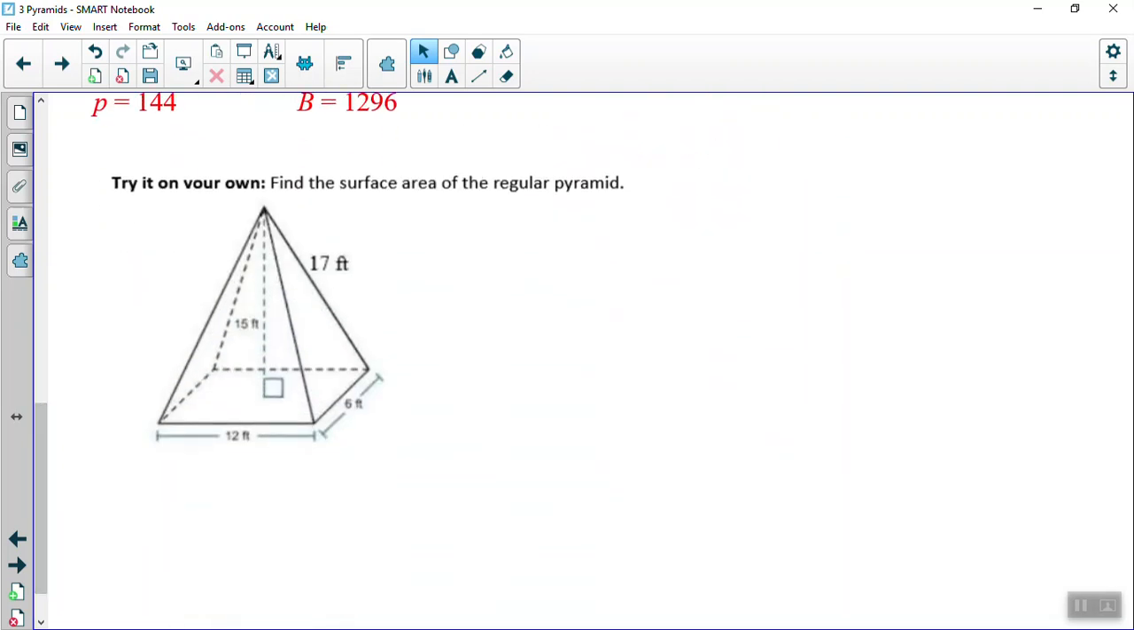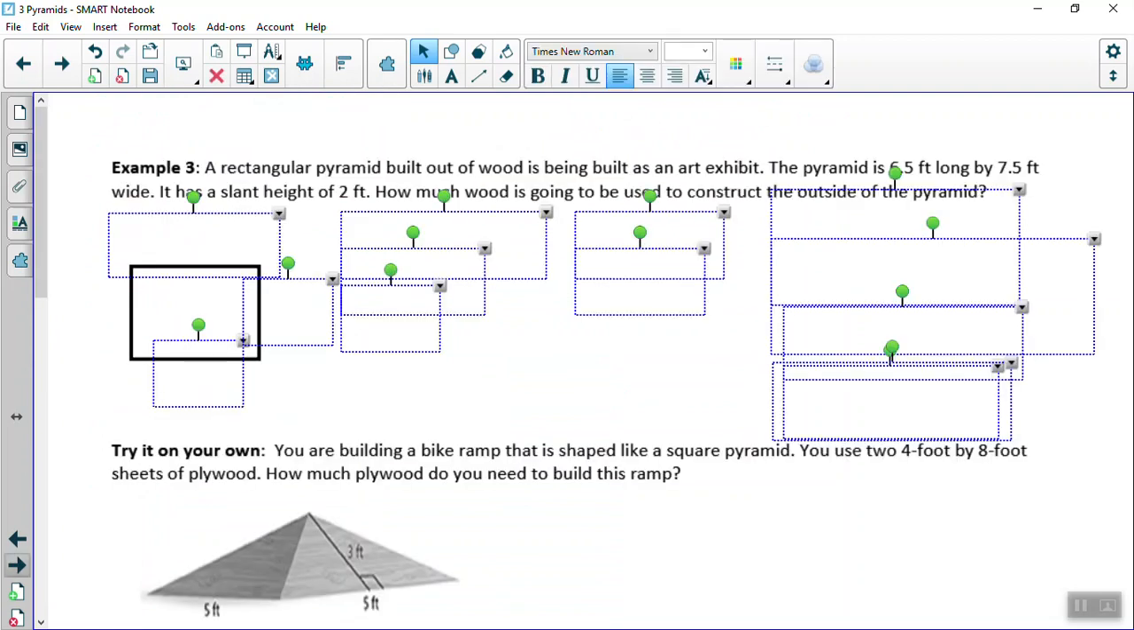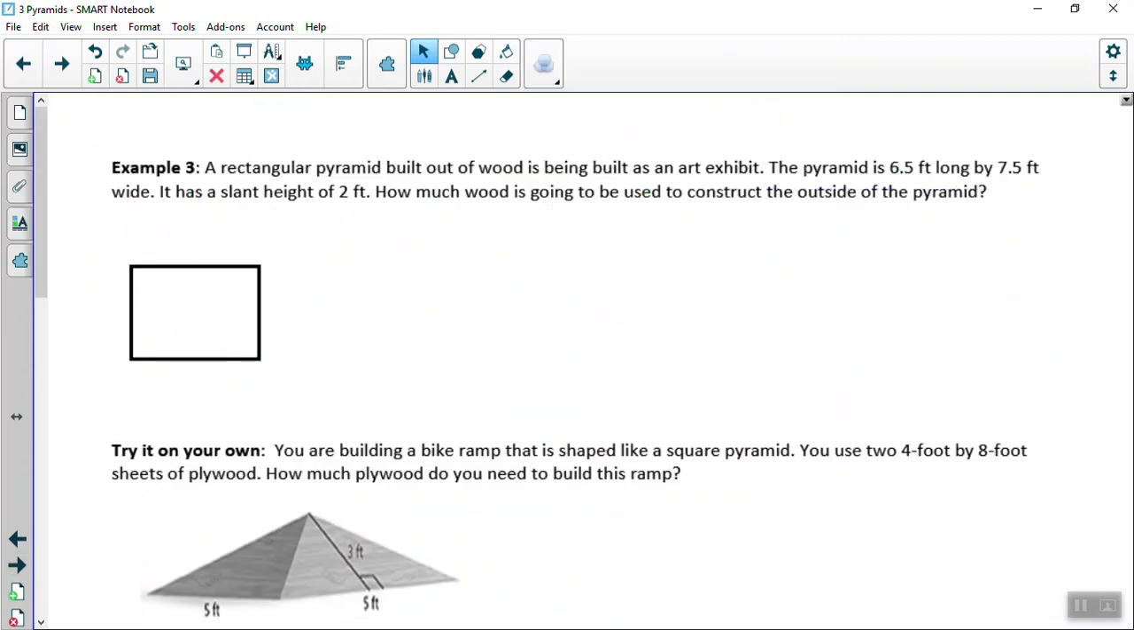Right, this next one is going to be a try on your own, but first let's come over here and check out this side here. Alright, so you guys do not have this square here. I must not have hidden that, so we'll come back to that square in a second. Let's first go through and read the problem. A rectangular pyramid built out of wood is being built as an art exhibit. The pyramid is 6.5 feet long by 7.5 feet wide. It has a slant height of 2 feet. How much wood is going to be used to construct the outside of the pyramid?